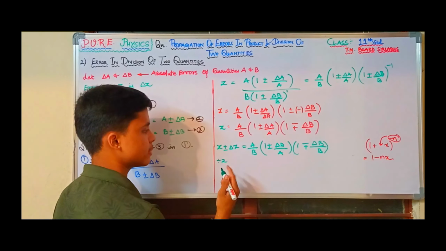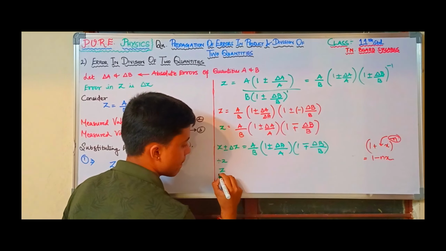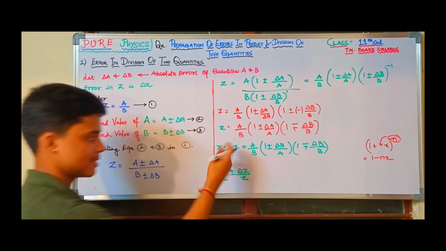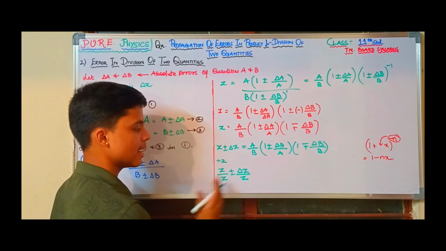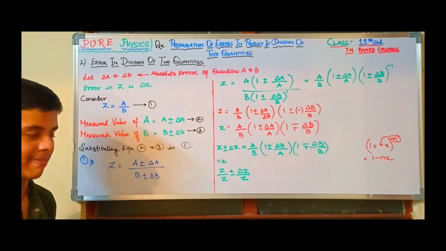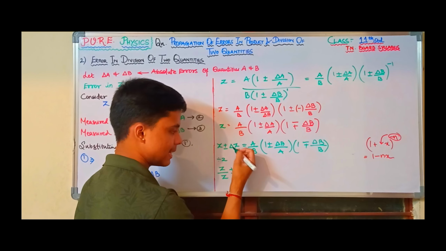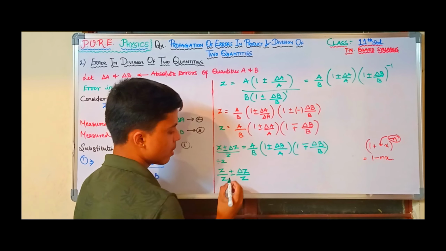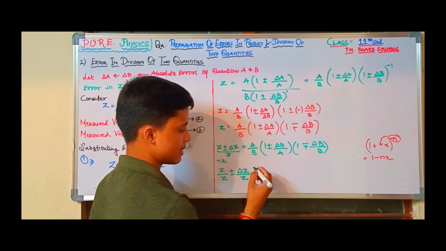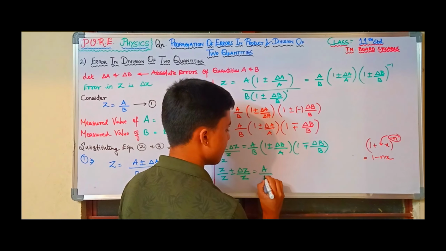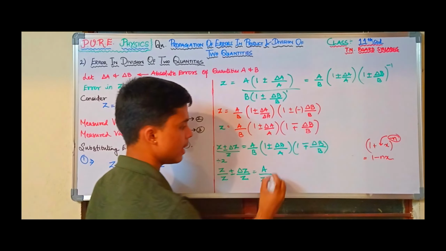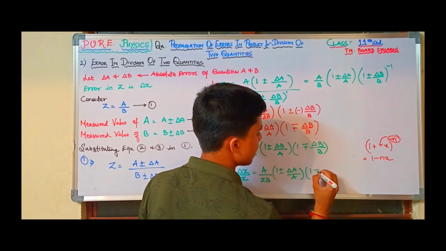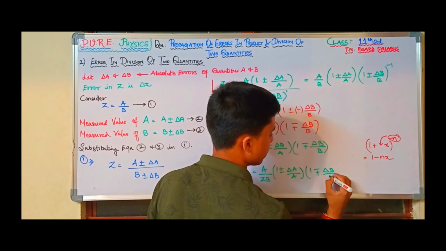If I divide both the sides by z, I'm going to take z by z plus or minus delta z by z, because I have a sign between two terms, so that I can divide the division in two halves. So now I can divide the z for two terms. Therefore z by z plus or minus delta z by z is equal to a by zb into 1 plus or minus delta a by a into 1 minus plus delta b by b.